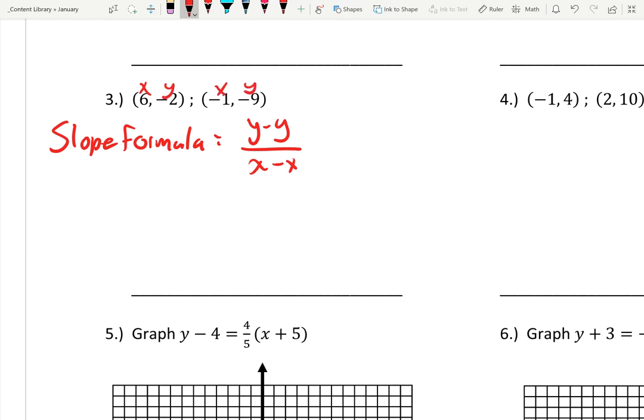So let's label our points because our points have two x values and two y values, right? So x y, and x y. Remember, x is always first, y is always second. It's always alphabetical. Every ordered pair you ever see is always going to be written as x y, x being the first number, y being the second. So that's how you can identify which one is which.